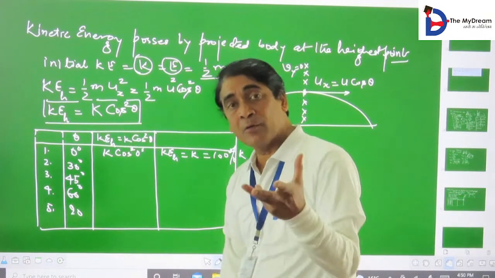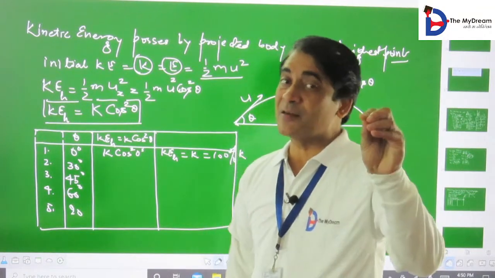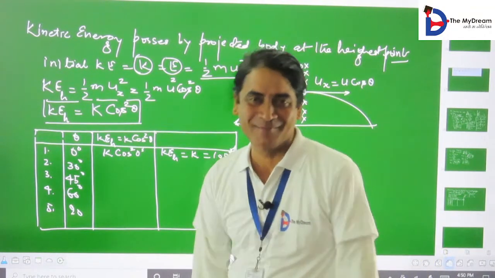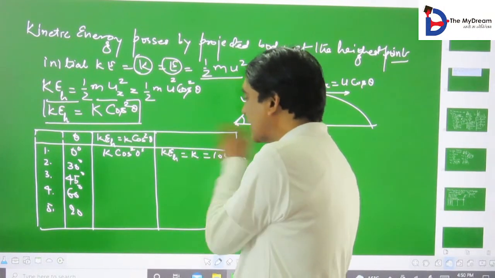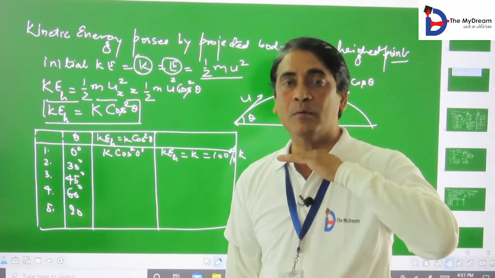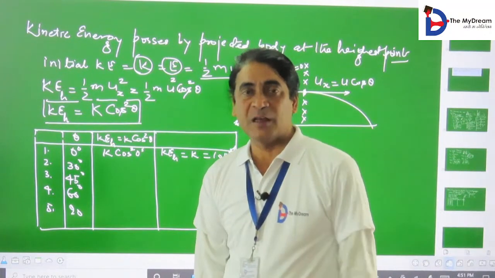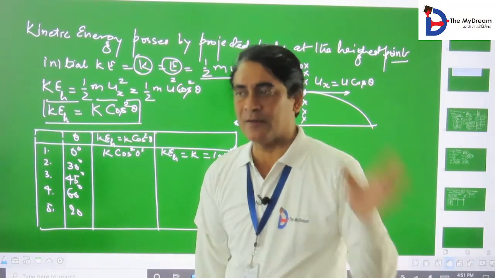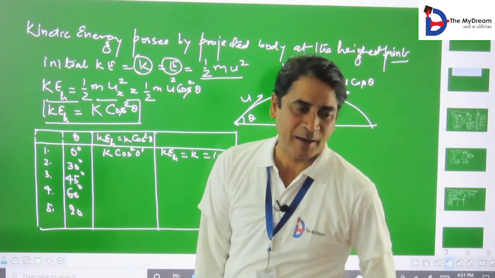And what about the potential energy? The magnitude of the potential energy is equal to 0, because there is 100% kinetic energy at the highest point. Why? Because that object is moving along a straight line. So there is no potential energy. Understood? Yes, is it making sense?